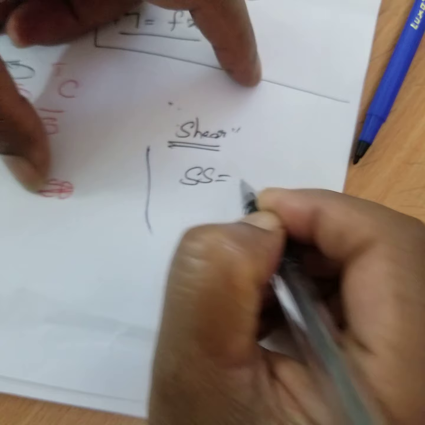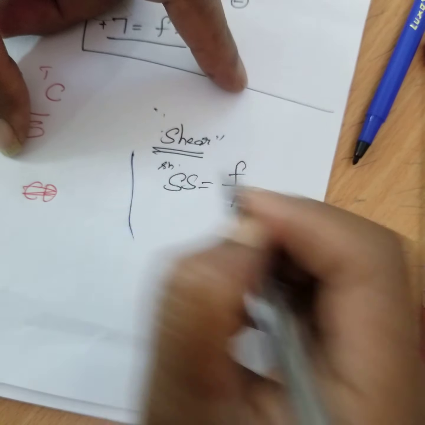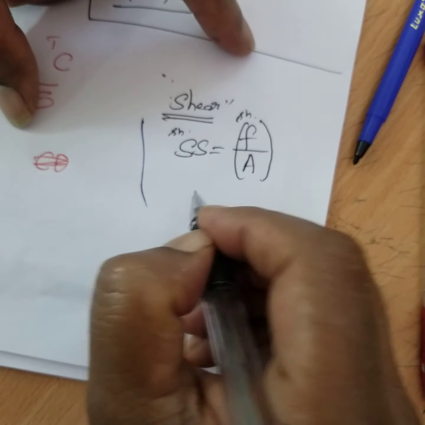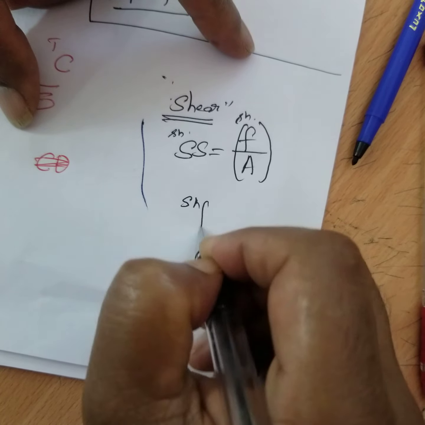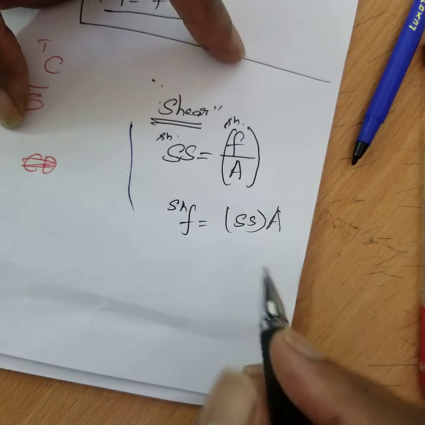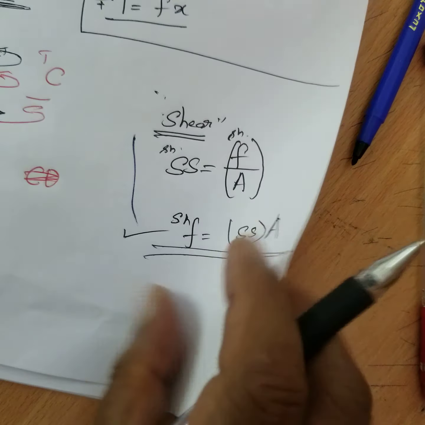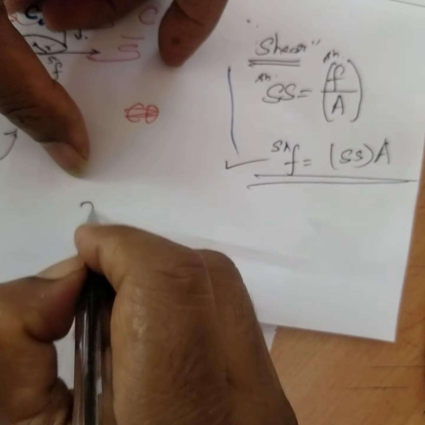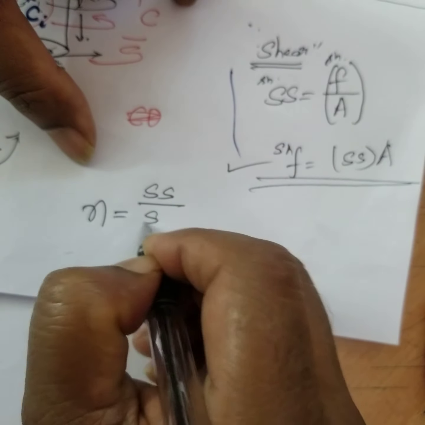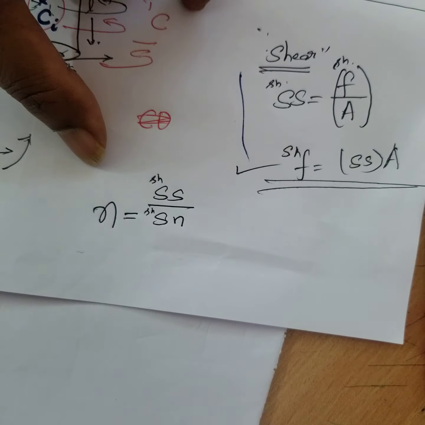What is stress? Stress is equal to force per unit area. This is called shearing stress. Therefore, shearing force is equal to stress into area. Cross multiply. Can you follow? Now, what is the rigidity modulus? Rigidity modulus is equal to shearing stress by shearing strain.